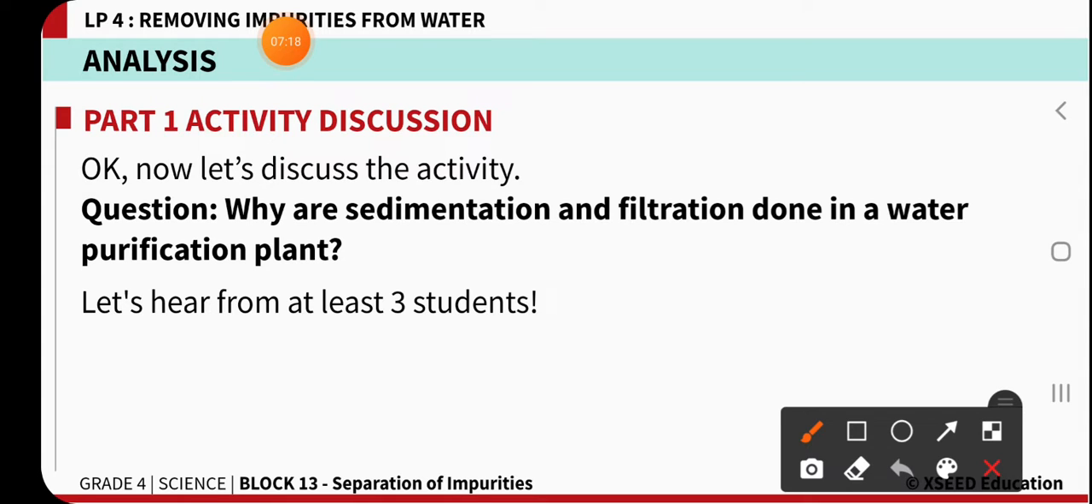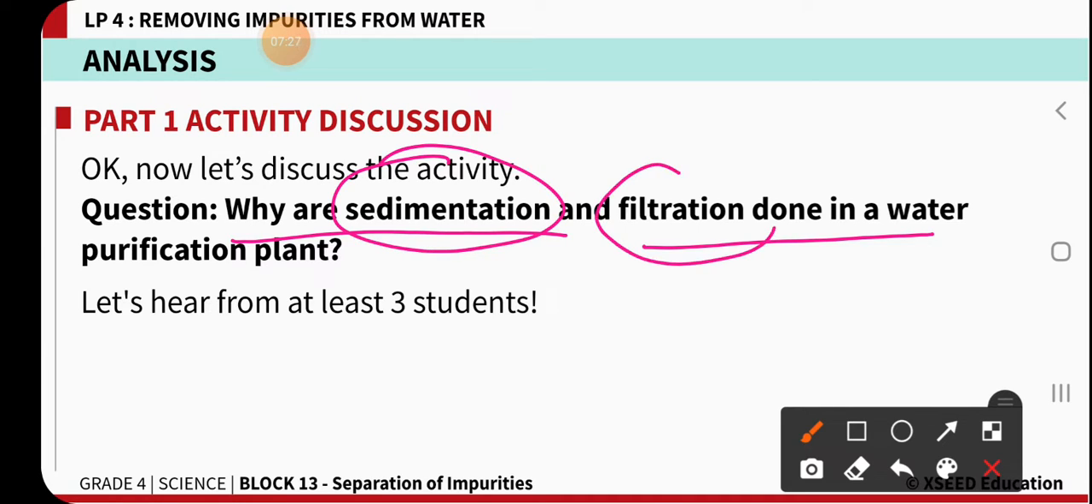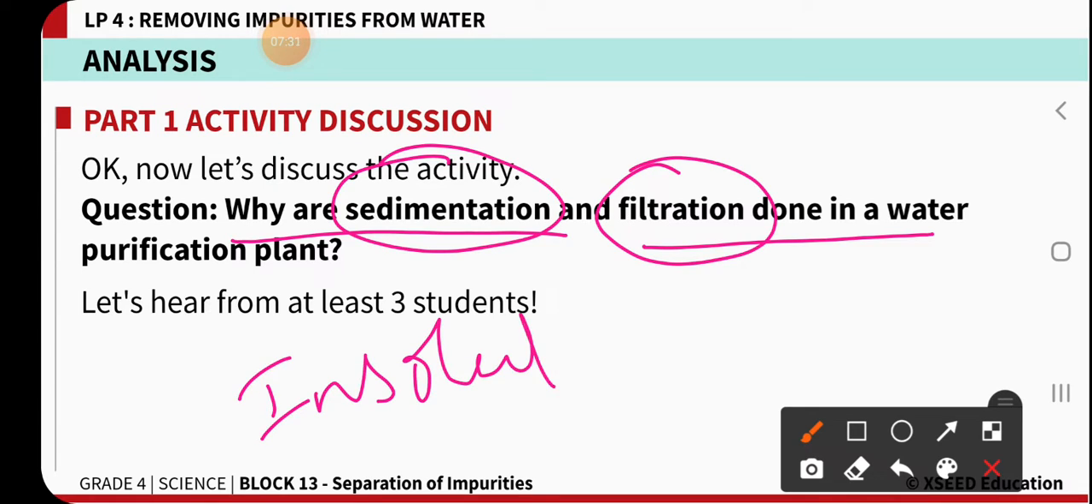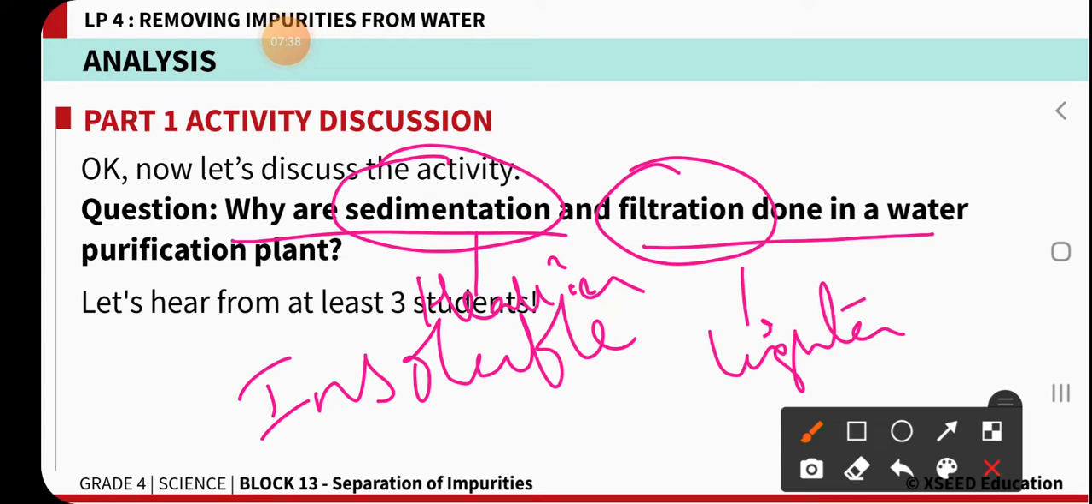Let us see why sedimentation and filtration are done in the water purification tank. Sedimentation and filtration are done to separate the insoluble particles. One separates heavier insoluble particles and the other separates lighter insoluble particles from the water.